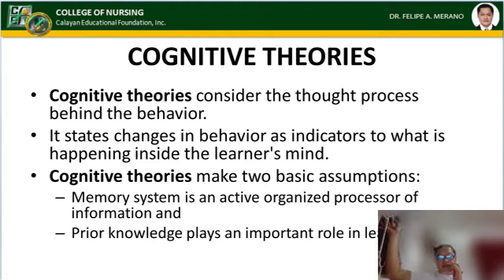Another cognitive theories assumption is that prior knowledge plays an important role in learning. That's why in nursing, our basic or fundamental knowledge is very important when you reach level 4, because all those concepts and fundamental learning you learned from level 1, level 2, and level 3 will be used when you come to level 4.